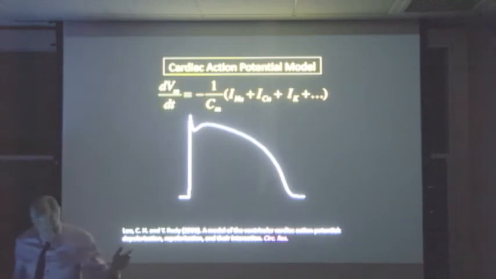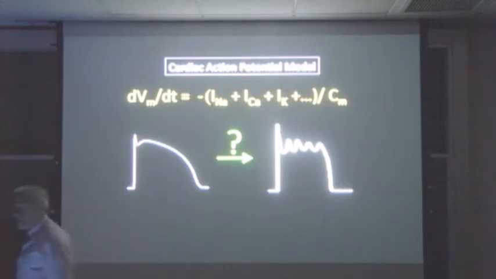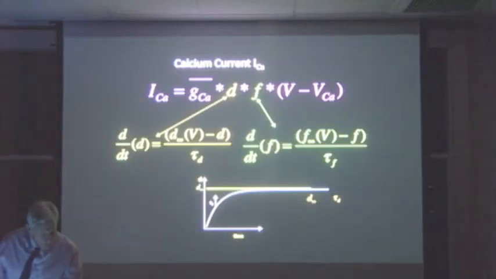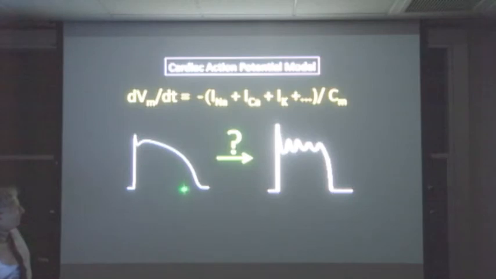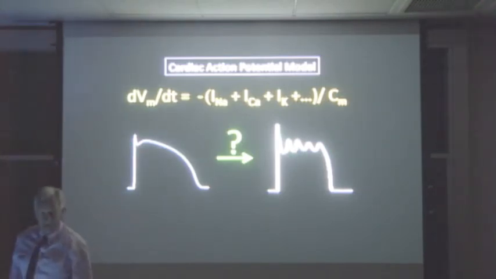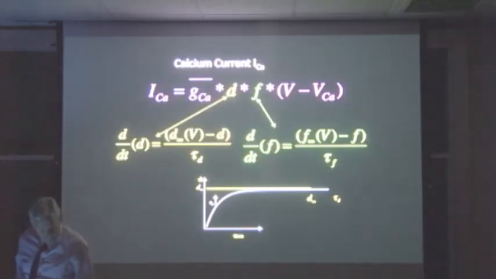So we have our usual dV/dt equals sum of I. And now we want to ask, what creates this out of this? So we take the Luo-Rudy model. I'm going to go back a second. I should point out that one of the things we immediately do is we throw out INa, because INa is long over by the time the oscillations of the plateau potential are occurring. And we focus on the calcium current.